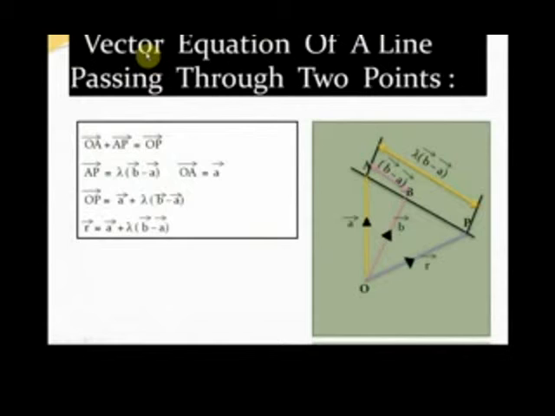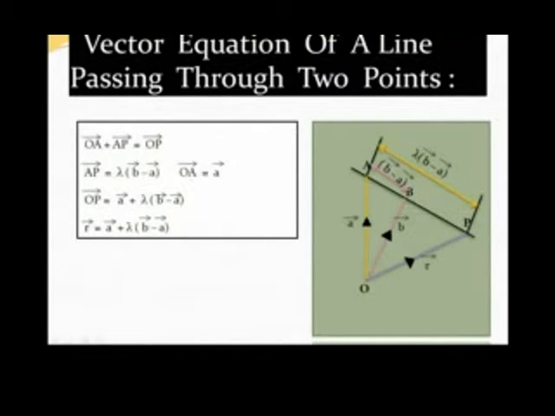The next is the vector equation of a line passing through 2 points. Earlier we had the condition that the line passes through a point and is parallel to a given line. Now let's try to find out the vector equation of a line passing through 2 points. Let us say that this is the line. Now A is any point through which the line passes. Let us say that the position vector of this point A is vector A. Similarly, this line passes through the point B. Let us say that the position vector of this point B is vector B. This is vector A and this is vector B.